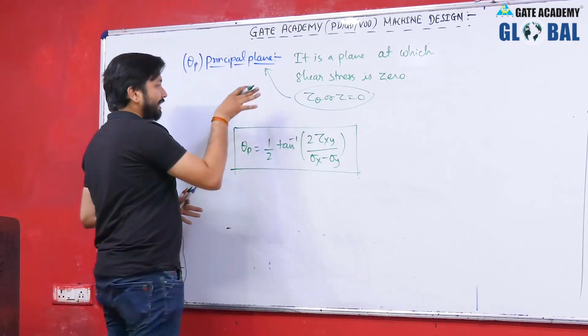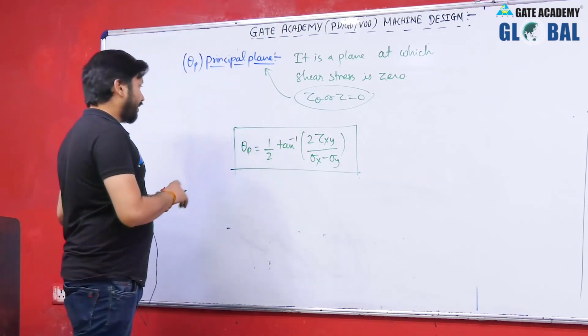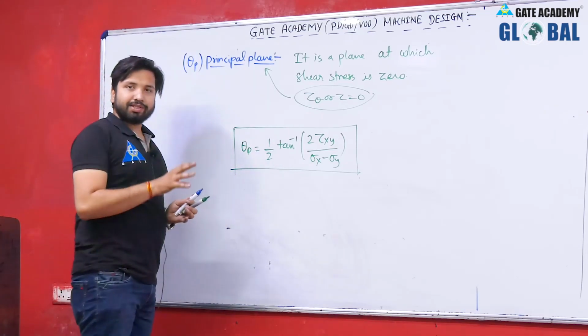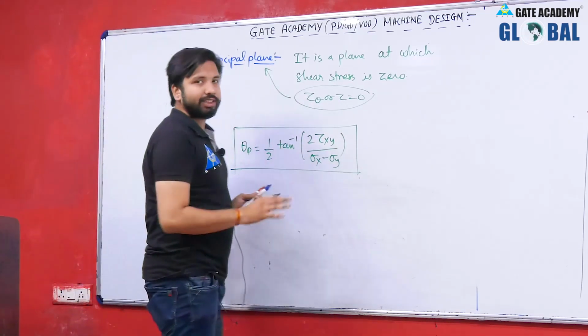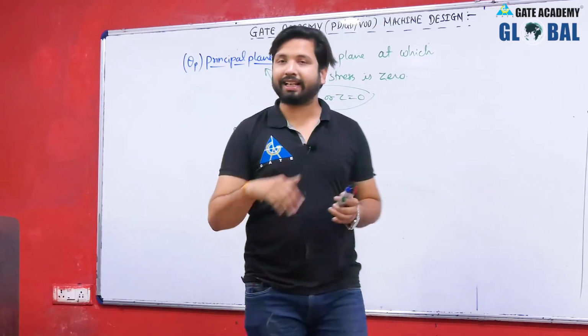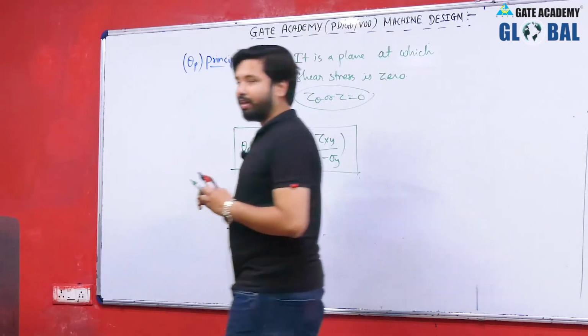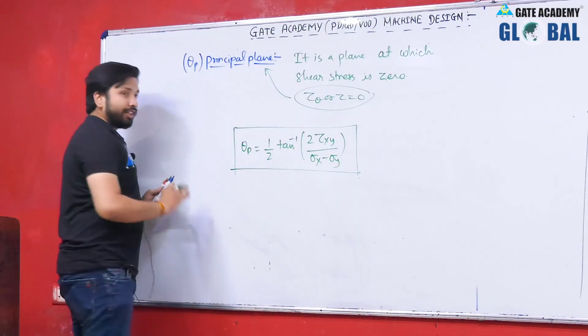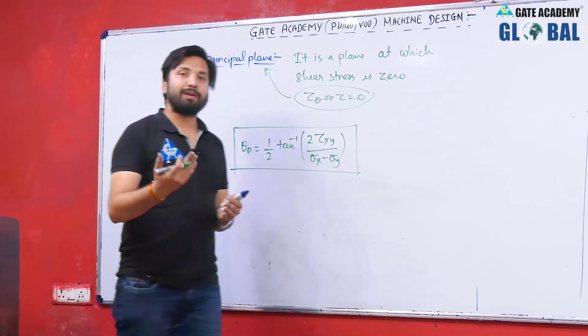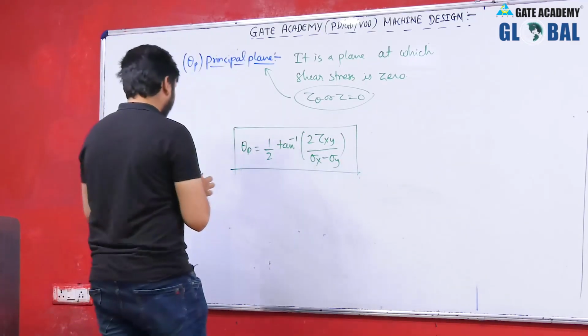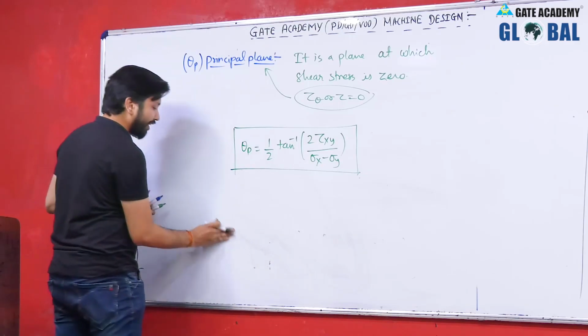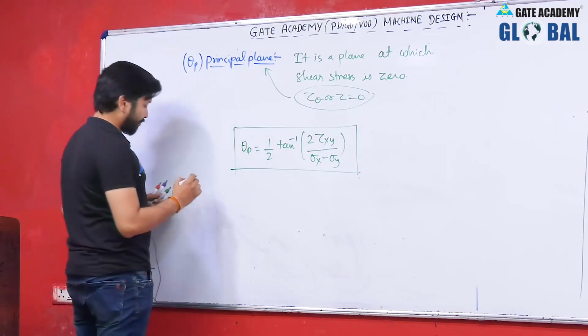Now in this plane there will be a normal stress only, because the shear stress is 0, hence the only stress which will be there in the principal plane is the normal stress. So the normal stress acting on the principal plane is known as the principal stress. So principal stress is nothing but the value of normal stress on the principal plane.